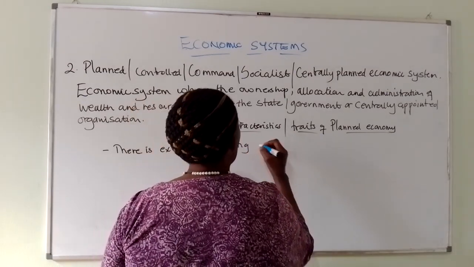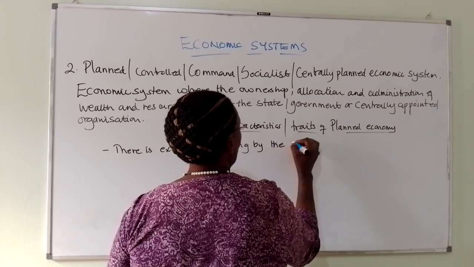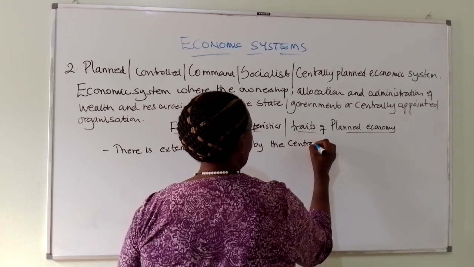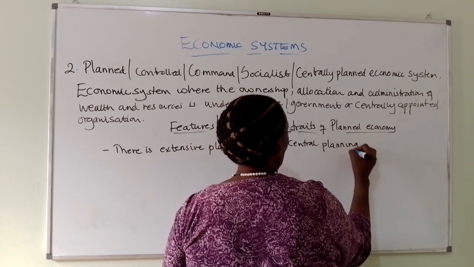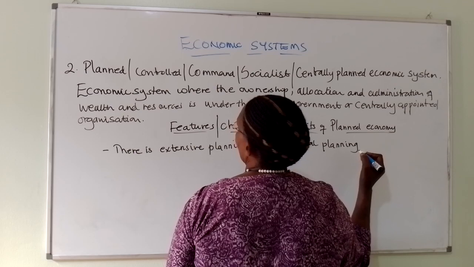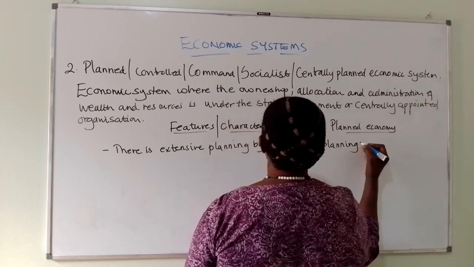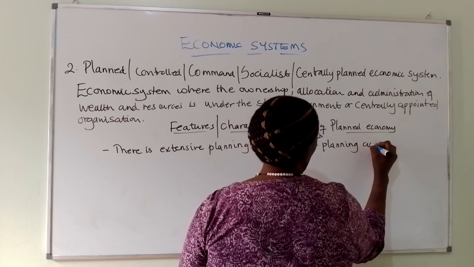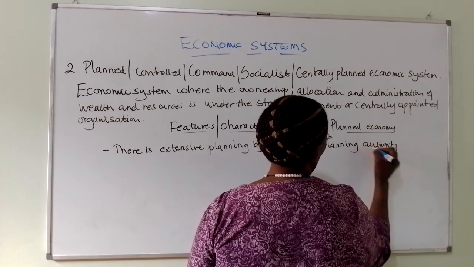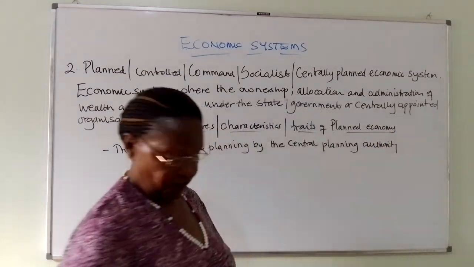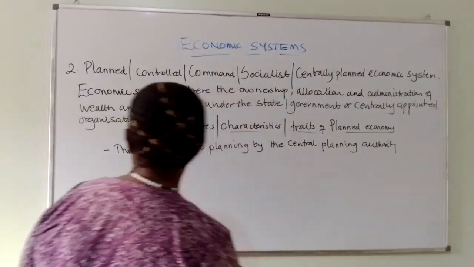And who does this planning? It is the Central Planning Authority. So if you are talking about a socialist economy, then they should know that if there is extensive planning by the Central Planning Authority, everything has to be going through this authority before it is accepted. Then there is provision.